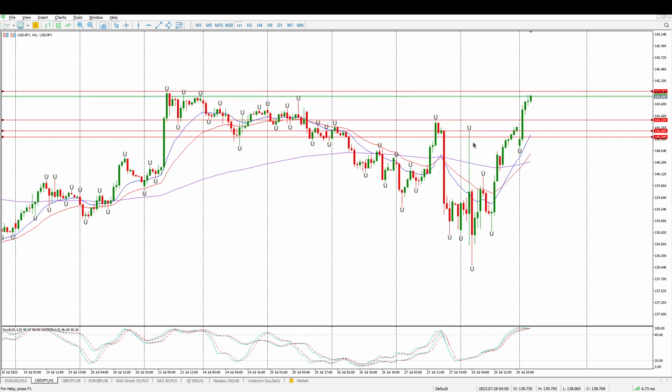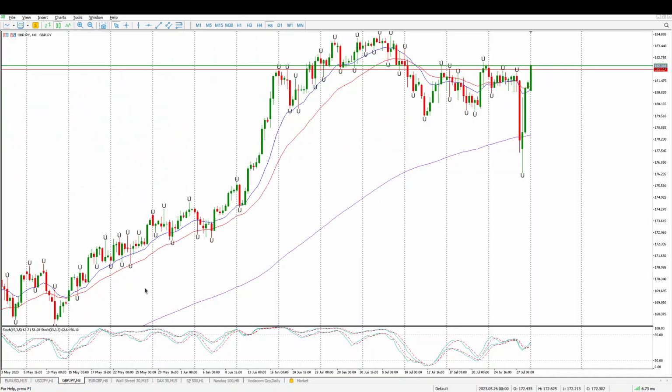But yeah, this is chaos. You can see Thursday was big up, big down. Friday, big up, big down. And then big up again, and we're continuing the big up. So I'm a little bit cautious with this one. But if it does pull back, there is an opportunity to buy into it.